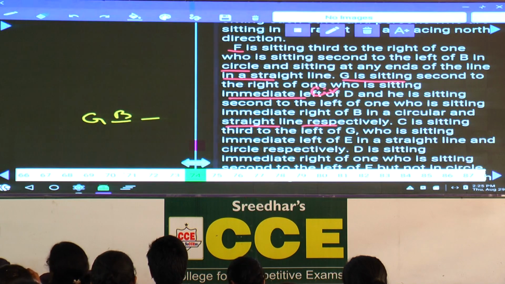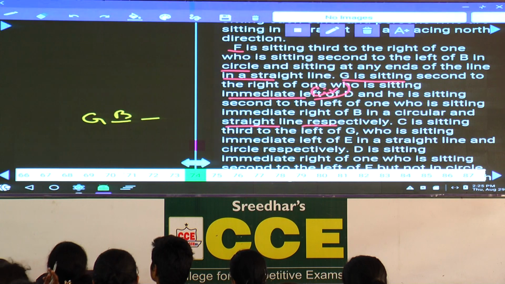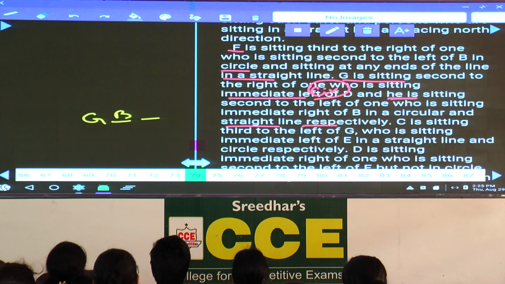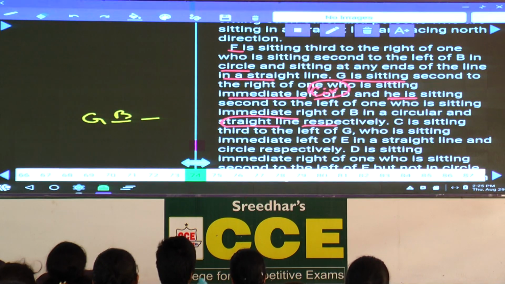Are you following this one or not? Now this one is related to the circle, and the next information is about the persons in a straight line. Clear now?